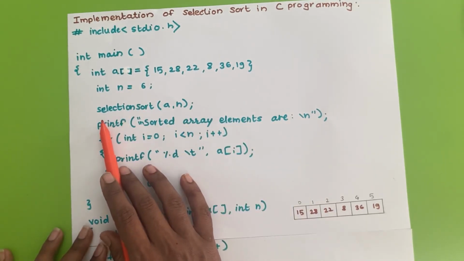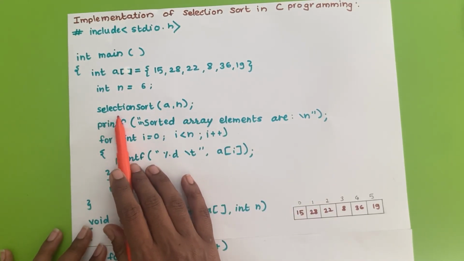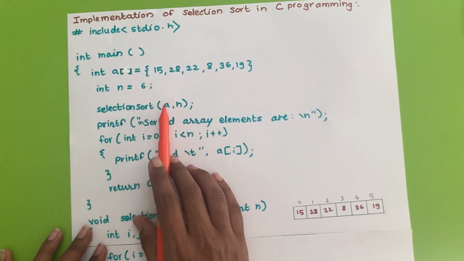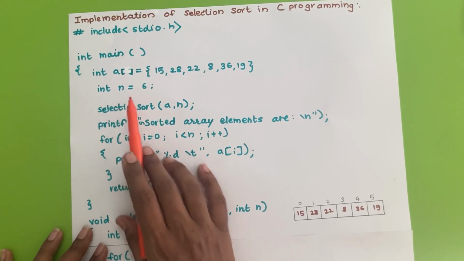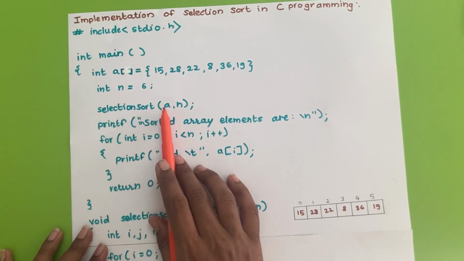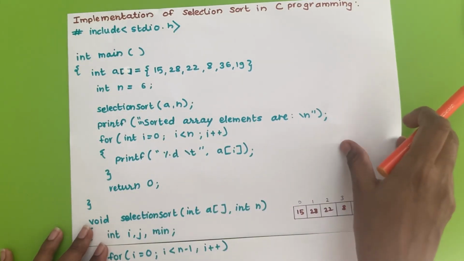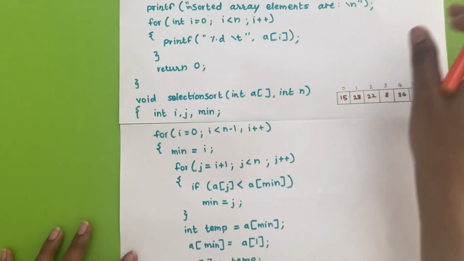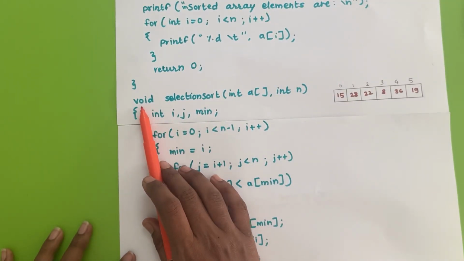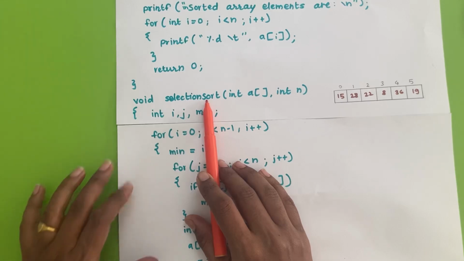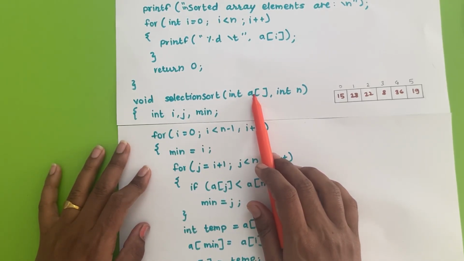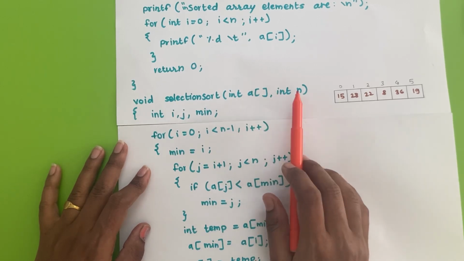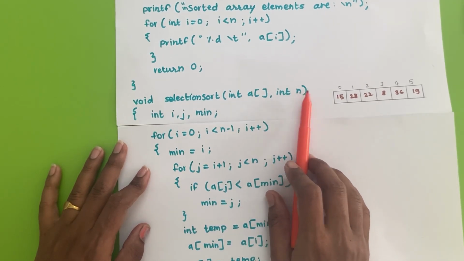Okay, the next statement is a call for the selection sort function. So here I have passed array A and variable n as parameters to this function selection sort. So the execution counter will go to the selection sort function. Okay, so first we'll represent the array which we want to sort and n represents the size of the array.